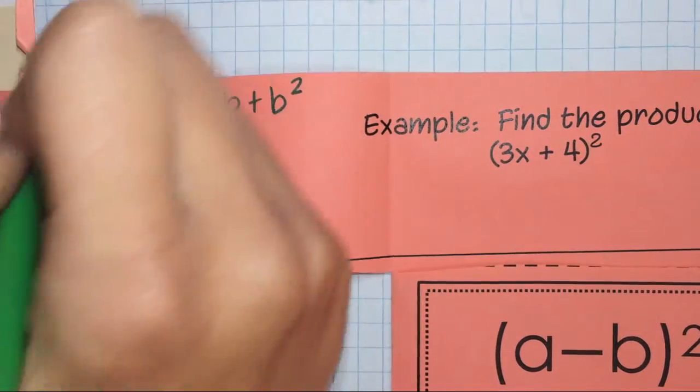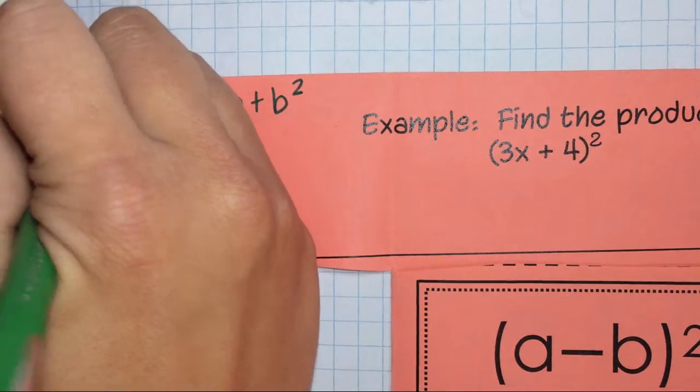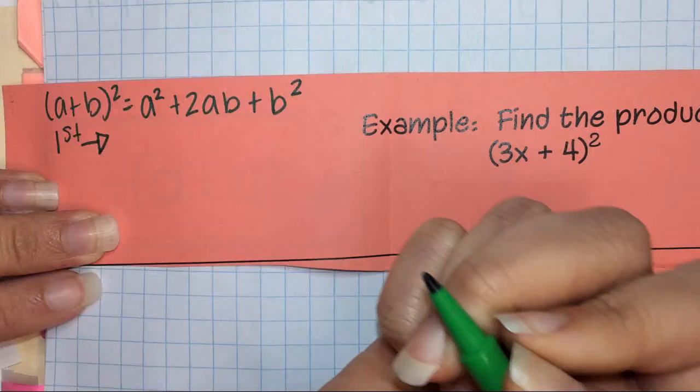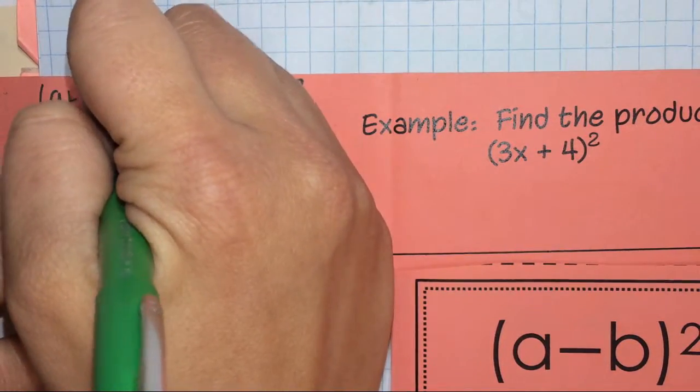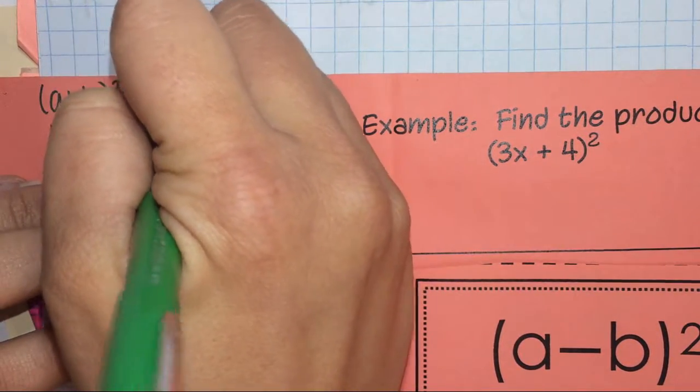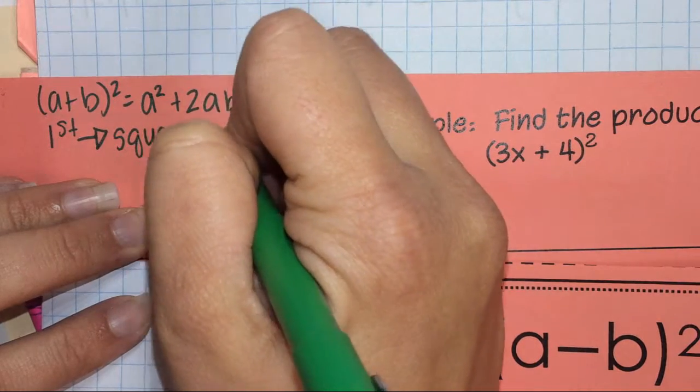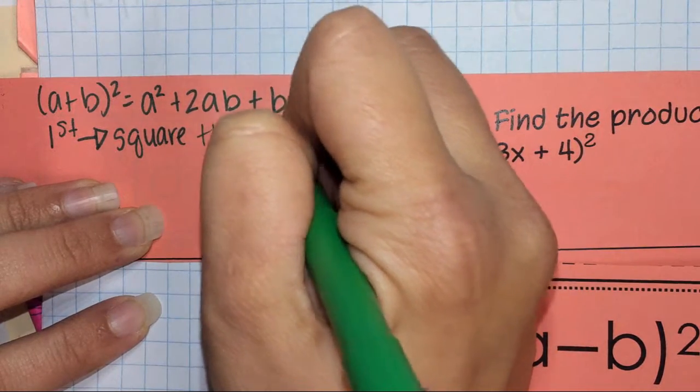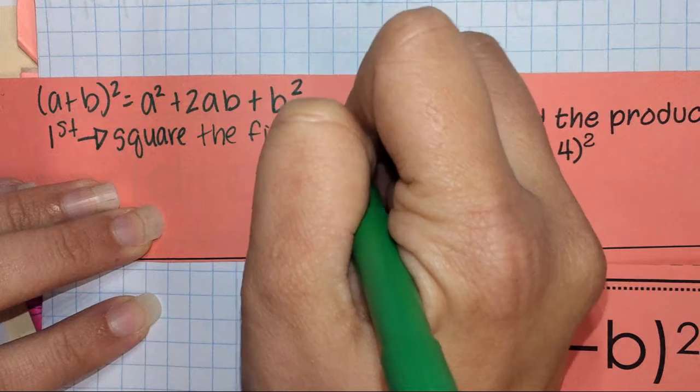No. Alright, so you have 3 steps that you do every single time. The first step is square the first term.